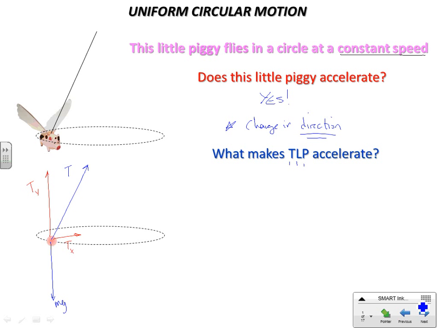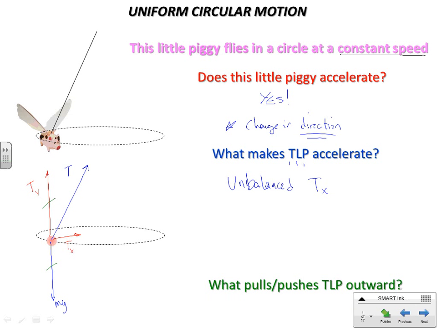And so what makes the little piggy accelerate? Well, the unbalanced Tx, right? There's an unbalanced force. There's a net force acting on the pig, right? These two forces will be equal and opposite. This is almost like that test question you had about the fuzzy dice, but this is different. So yeah, there's definitely an unbalanced force, and that's what makes anything accelerate.